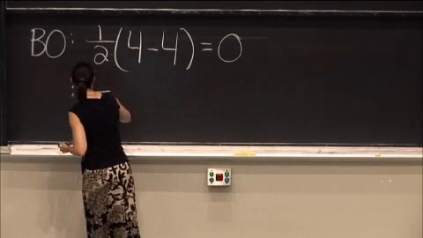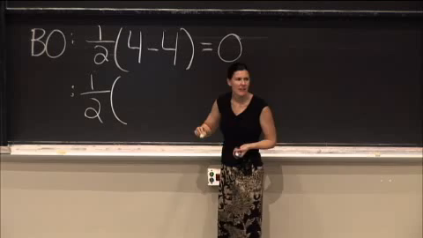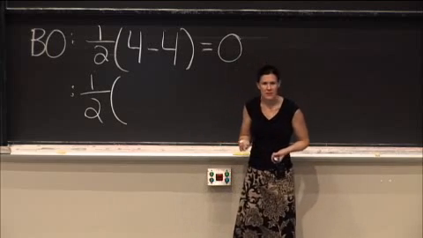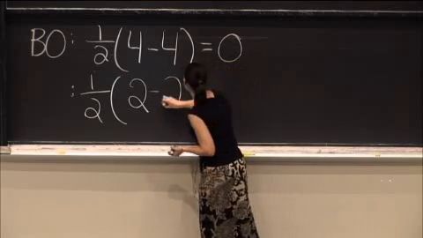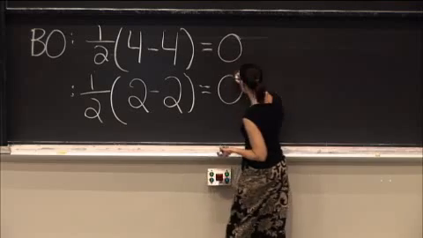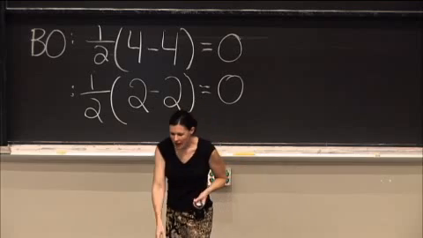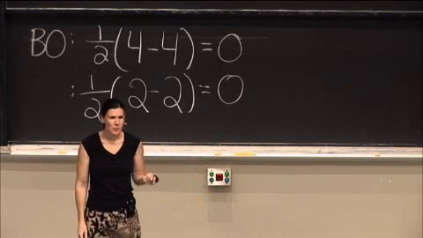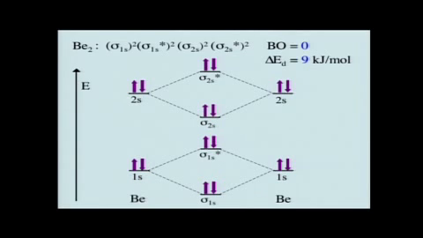So the bond order is equal to 1/2. And in terms of valence electrons, how many bonding valence electrons do we have? All right, what about anti-bonding? 2, okay, good. So again, we're going to see that we have a bond order of 0. So we would not predict to see a Be2 bond. And again, the bond is very, very weak. Essentially, we're not going to see this. It's 9 kilojoules per mole.